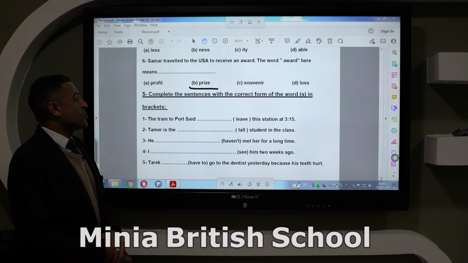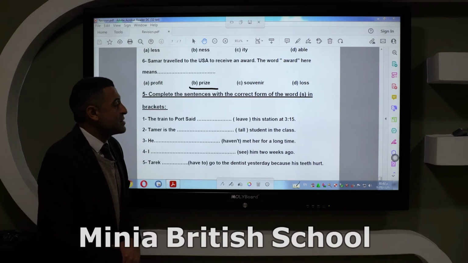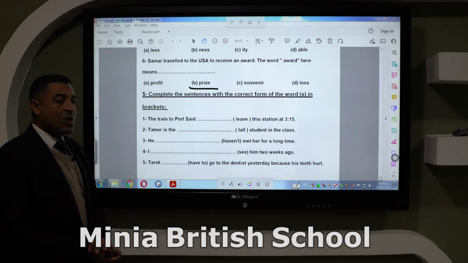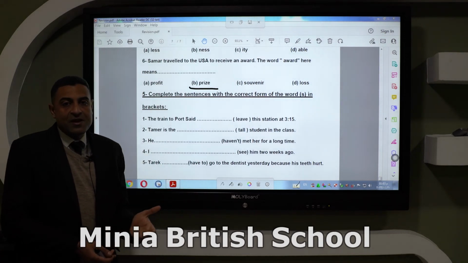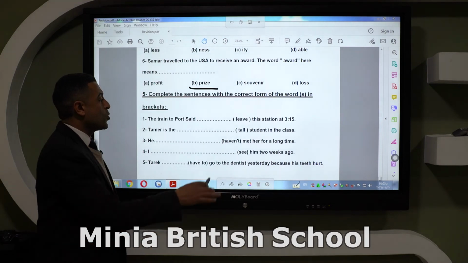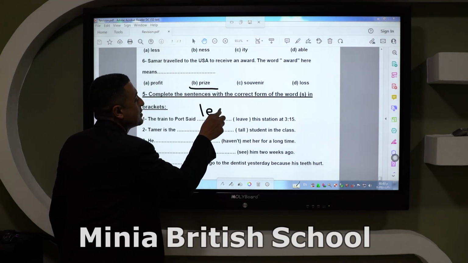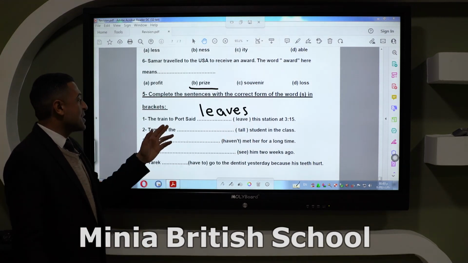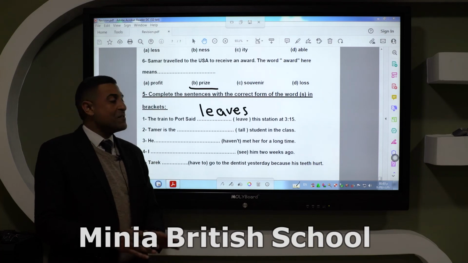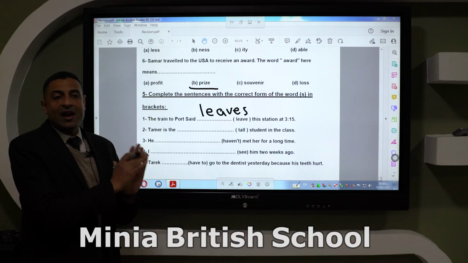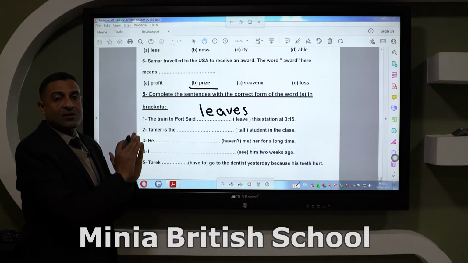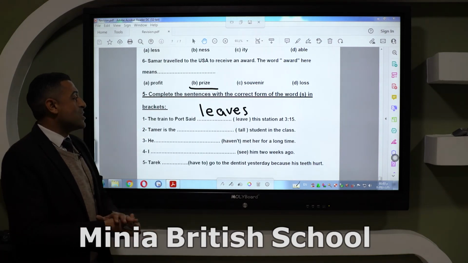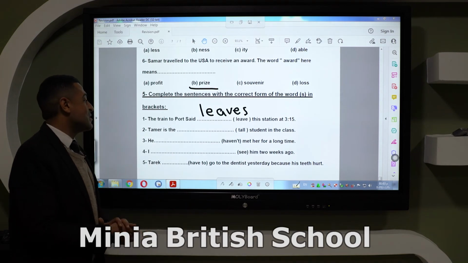The train to Port Said space this station at 3:15, and we have the verb leave. So is it will leave, is leaving, or leaves? Of course, the correct answer is leaves, even if I'm talking about the future, because here I am talking about a timetable, a specific time for the train, and the train leaves at the mentioned time. So here the correct answer is leaves.